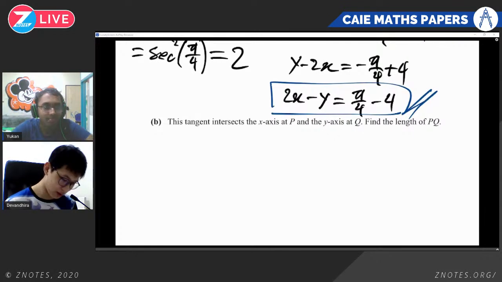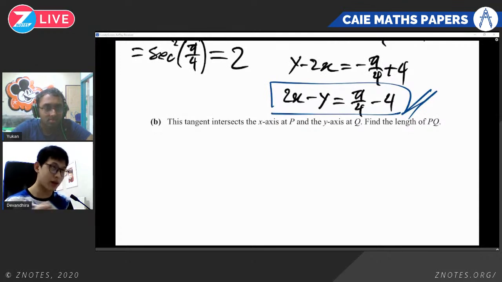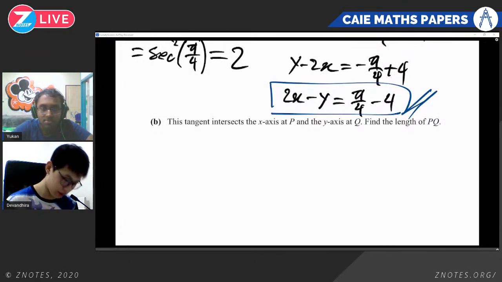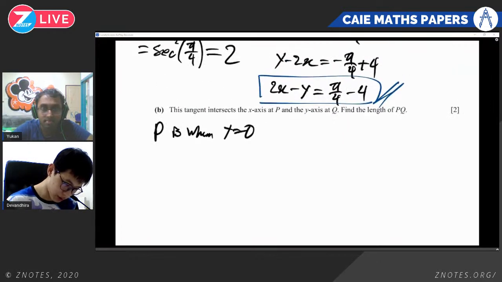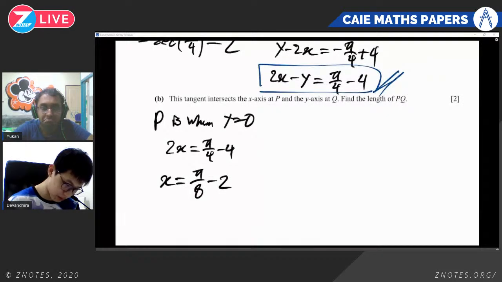When it intersects the x-axis, y is equal to 0, right, Yukan? Mm-hmm. So let's find out when. That means P is when y is 0. We just have to put 0 here. And we have 2x is equal to pi over 4 minus 4. Just divide everything by 2 and you get an answer. That's pi over 8 minus 2. Now what about Q?